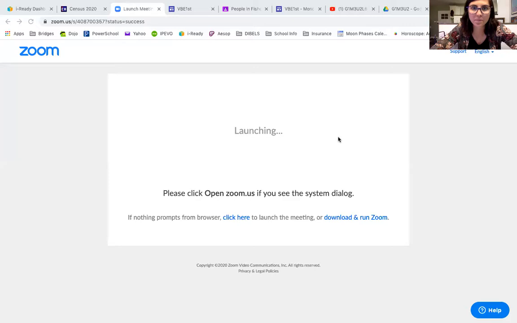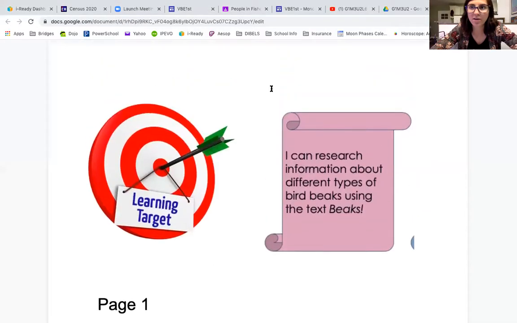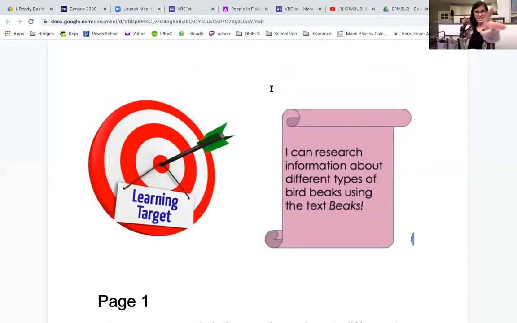Okay, so let's go here. All right, learning target, you already know this. Let's get our arrow ready. I can research information about different types of bird beaks using the text Beaks. Let's read it one more time. Reload your bow with your arrow. I can research information about different types of bird beaks using the text Beaks.